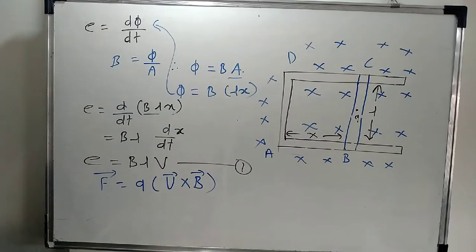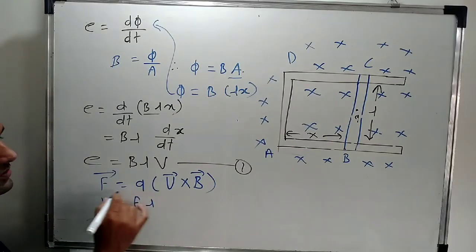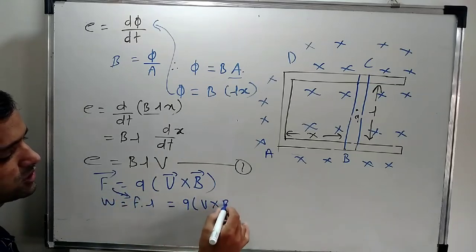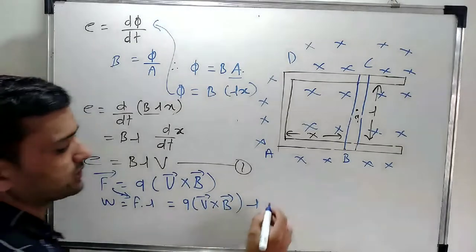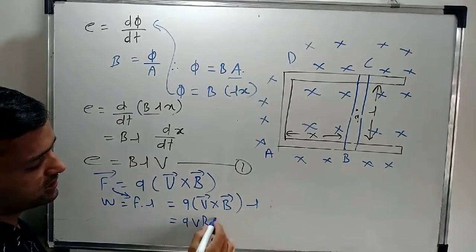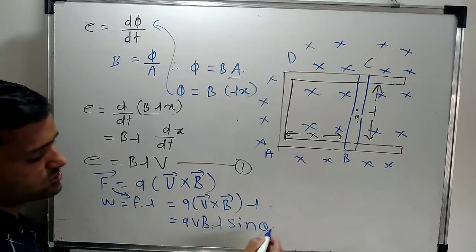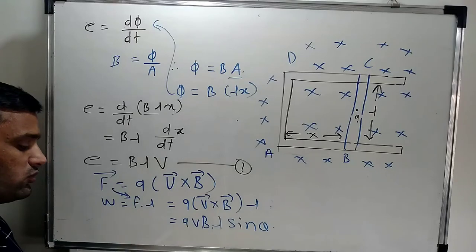What about the work done? Work done means force into displacement. So what is the magnitude of the force here? It is Q V cross product B into L. So what will happen? In the next equation we can write Q V B L sin theta, as there is a cross product between V and B. So work done becomes Q V B L sin theta. It is the value of work done.